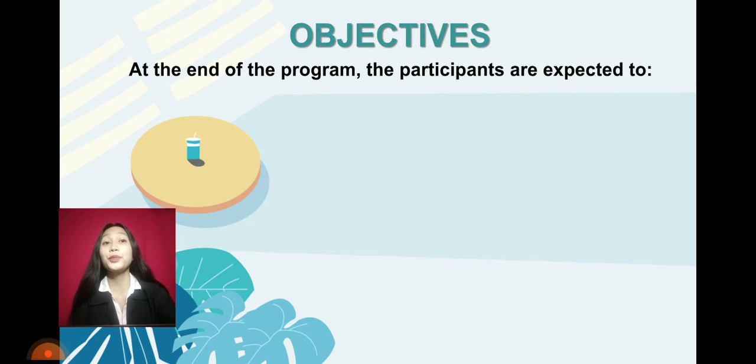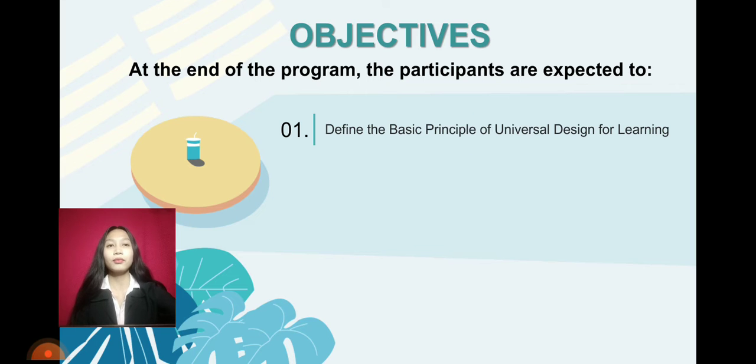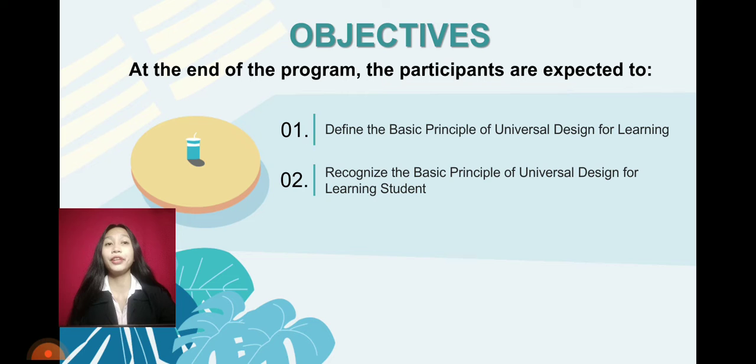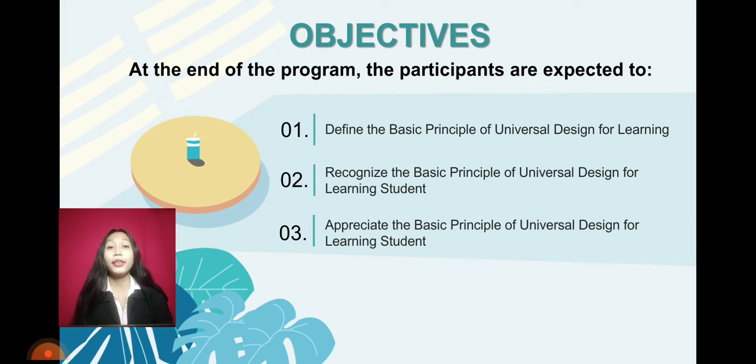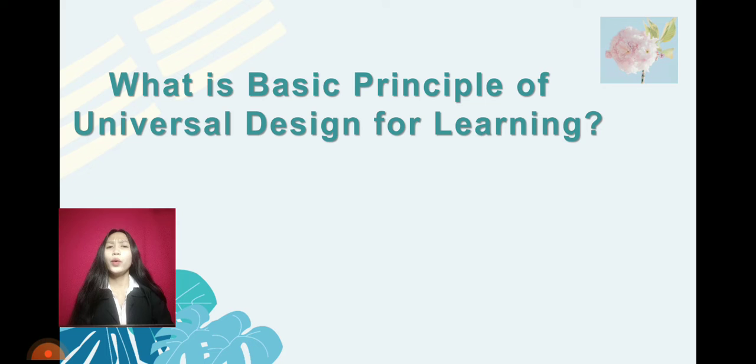Let's proceed to our objectives. At the end of the program, the participants are expected to: first, define the basic principle of universal design for learning. Second, recognize the basic principles of universal design for learning students. And third, appreciate the basic principle of universal design for learning students. So, what is the basic principle of universal design for learning?